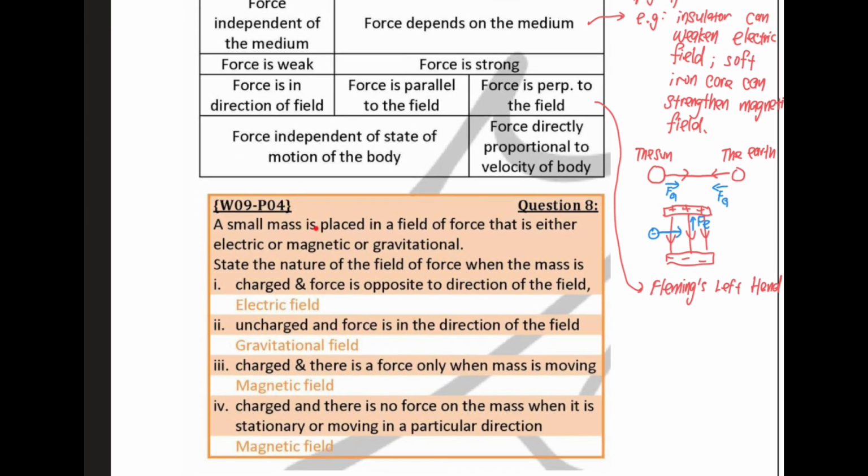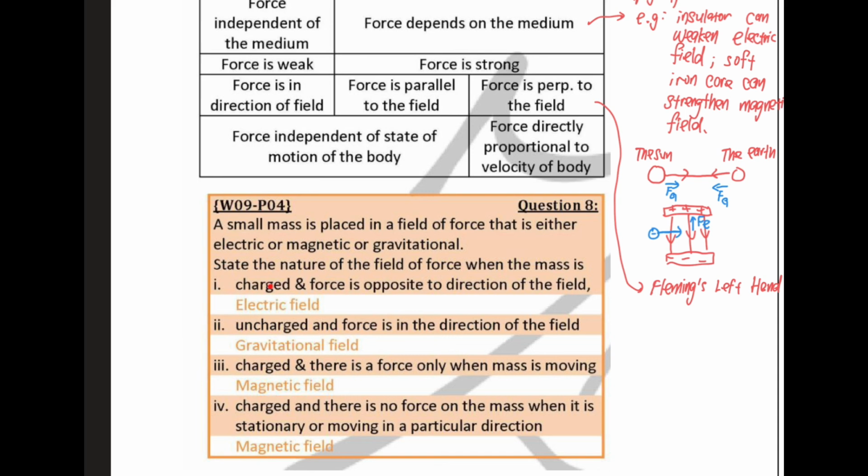A small mass is placed in the field of force that is either electric, magnetic, or gravitational. So you have three possible fields. State the nature of the field of force when the mass is, number one, charged, and the force is opposite to the direction of the field.